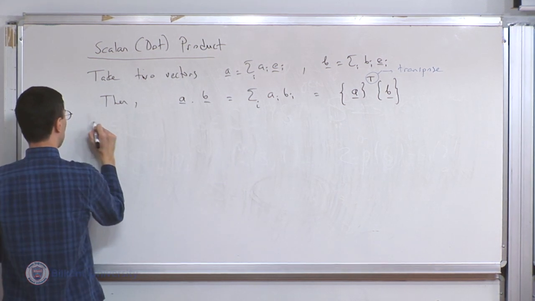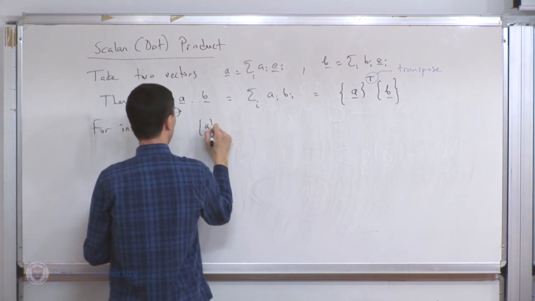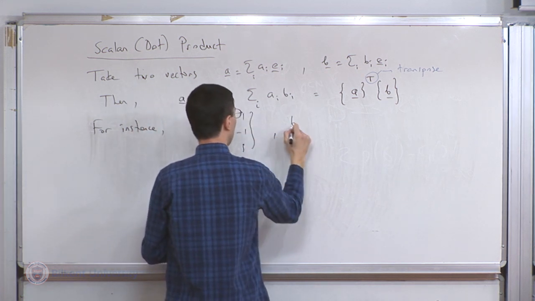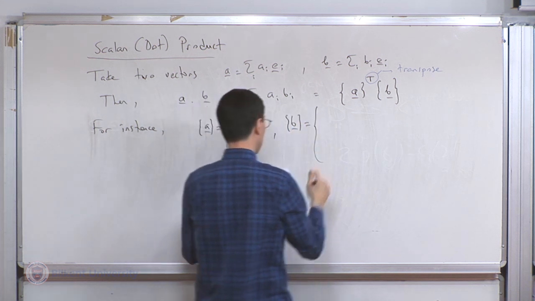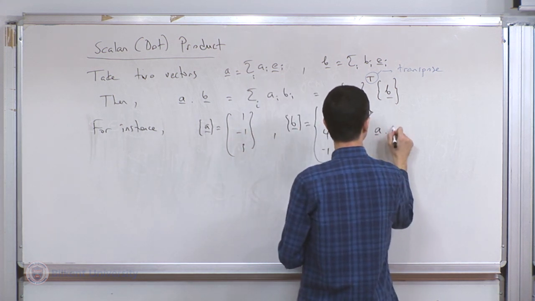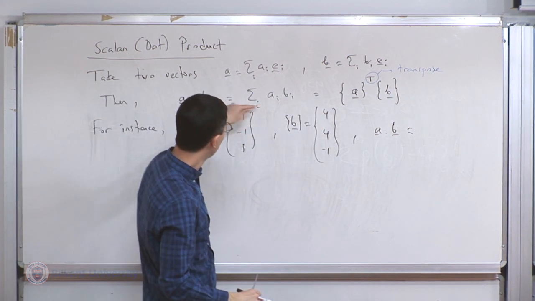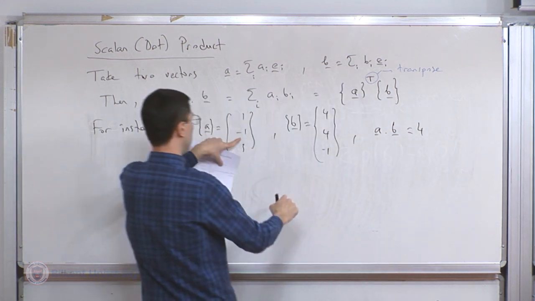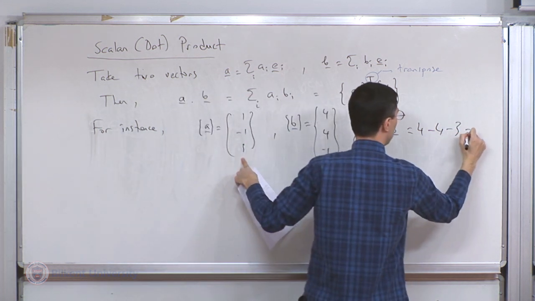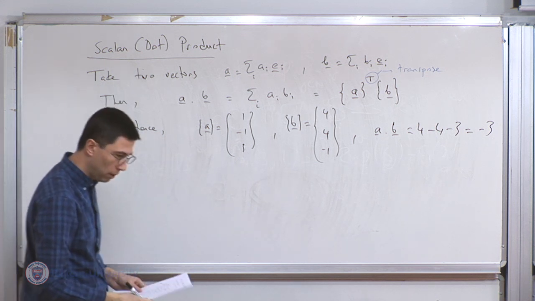So for instance, let's do one example. I will assume that the vector A has components 1, -1, 3. B has components 4, 4, -1. And then A dot B, right? So you multiply the components, and then you sum them. So 1 times 4 is 4, minus 4 is -4, and then 3 times -1 is -3, so it's equal to -3. So that's the operation. All right?